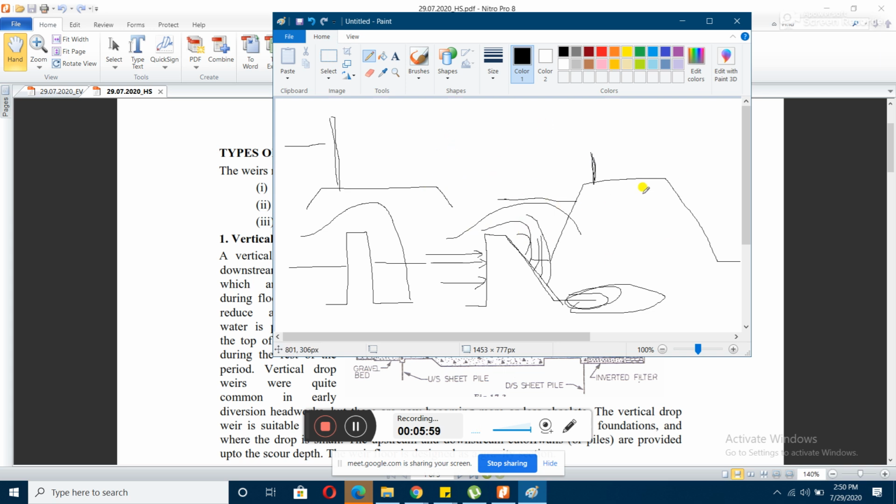Is it visible, the Paint? Can you see the Paint? No sir. Yes sir. Everybody just check. I have opened the Paint and I am drawing it on it, so that you people can understand.